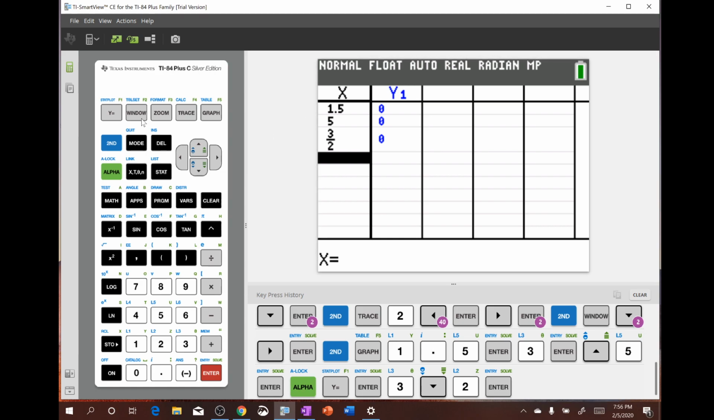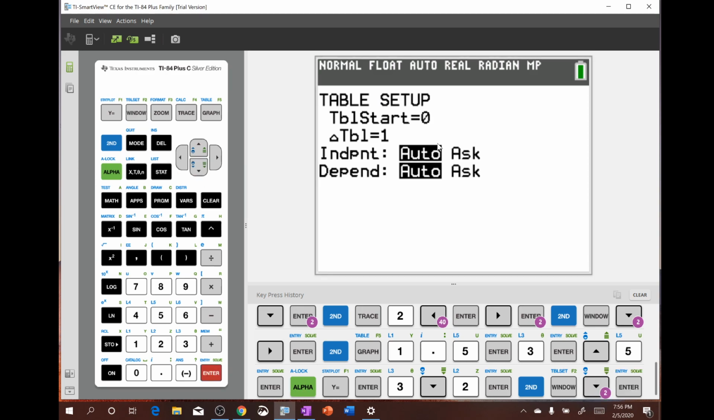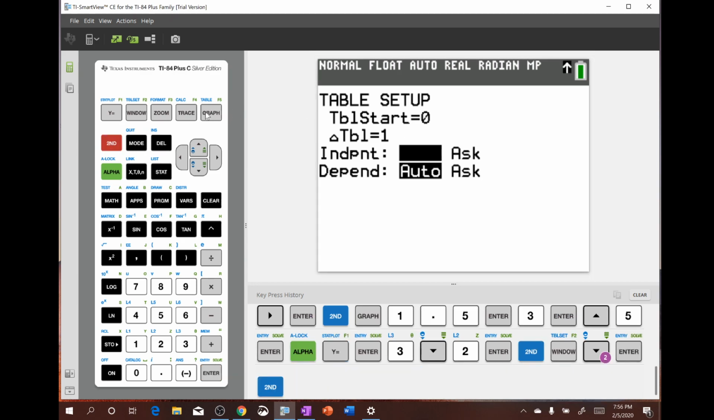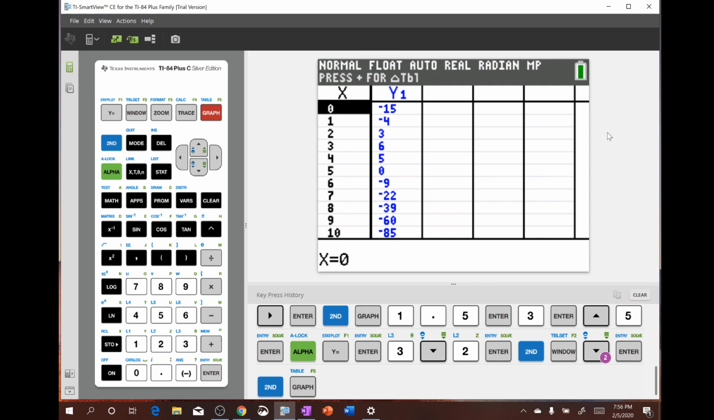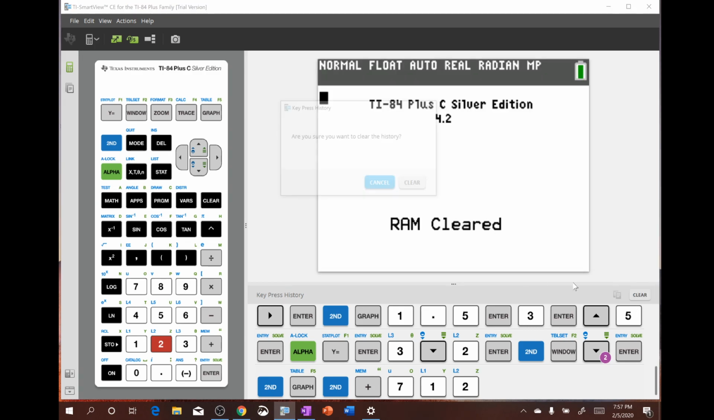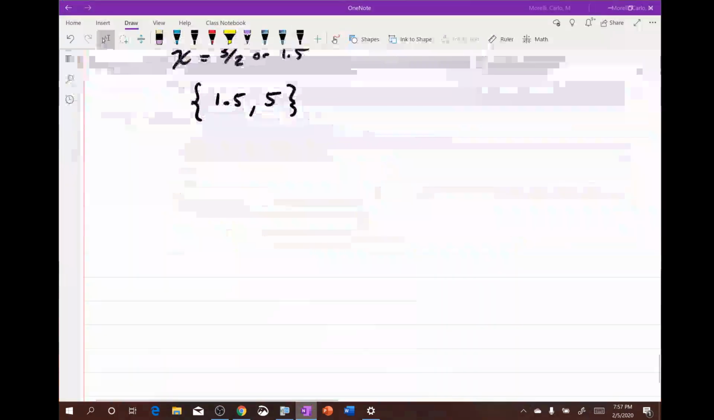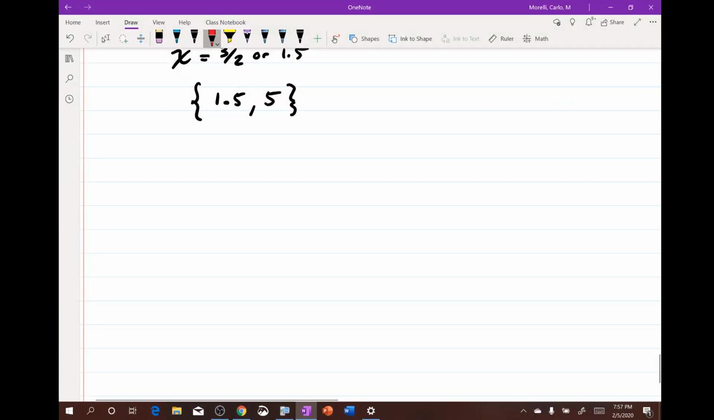So remember how you did that. You hit second window and you change the independent variable from auto to ask. So make sure you change it back to auto. Otherwise, when you hit second graph, it's going to be blank. So you want to change it back to auto. I'm going to go ahead and clear all the memory. Second plus 7, 1, 2. And clear the key press history. So the next time we come back to this, it's all ready to go. Okay, so these are right. We checked it on the TI. We double checked it. Okay. Yay.